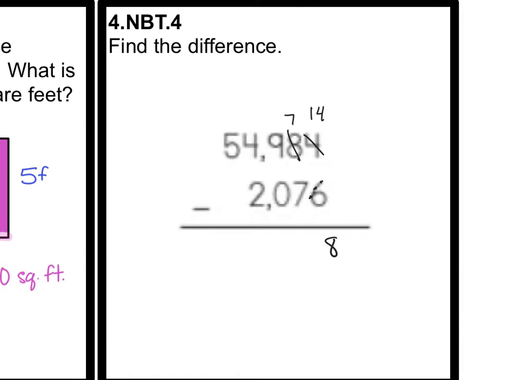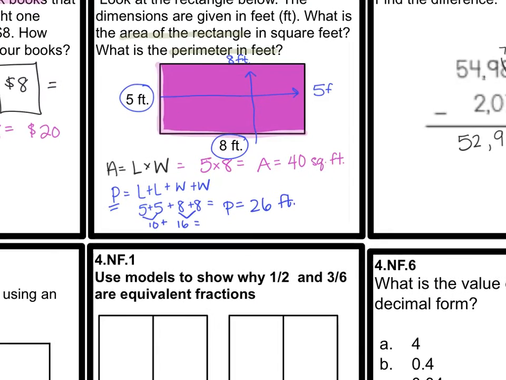And 7 minus 7 is, of course, 0. 9 minus 0 is 9. I'm going to just bring down this comma. 4 minus 2 is 2, and 5 minus nothing is 5. And that's all you had to do on that problem.